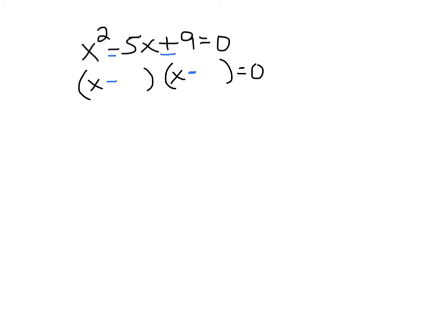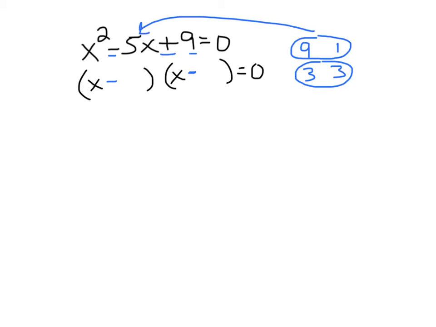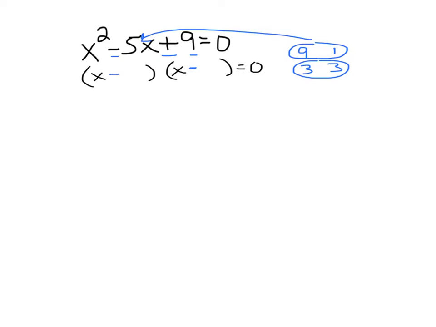And now I need to figure out what numbers I can multiply together to get 9. It would be 9 and 1, or 3 and 3. Well, neither one of these solutions, when I add or subtract them, is going to give me that 5. Now, it certainly would be possible to have some fractions there, but even putting some fractions in would not work for this. Solving by factoring, it is not very easy to determine that there are no possible solutions whatsoever.